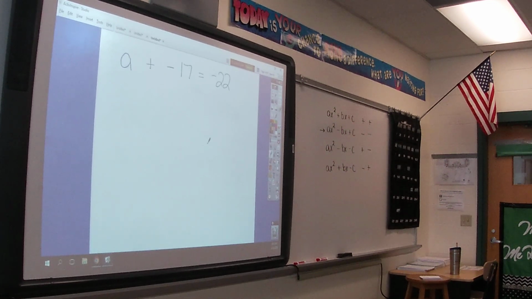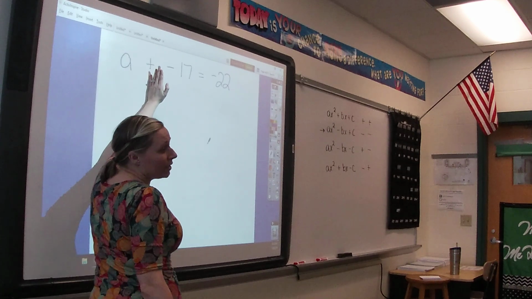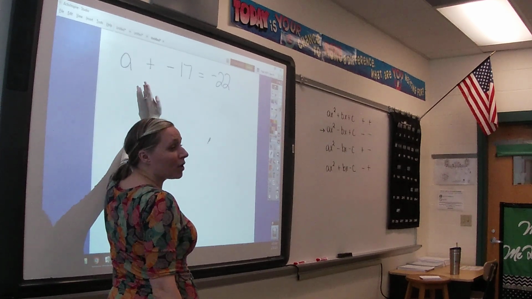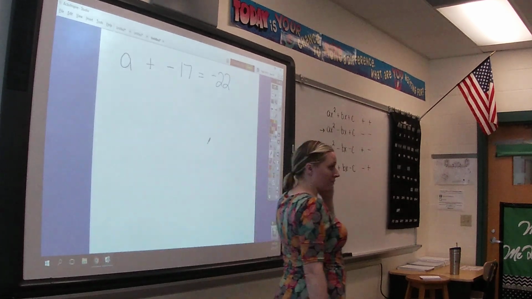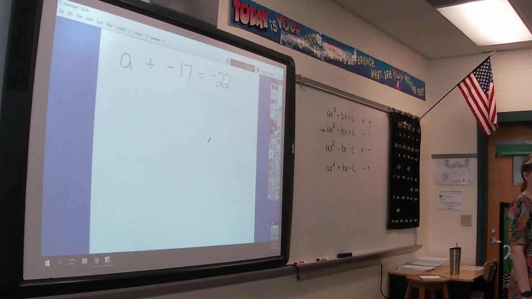Choice number one is to do exactly what we've been doing. To get a by itself, we undo addition with subtraction, and we would subtract -17. However, the majority of the time, my students don't like to deal with two signs side by side. So I'm just going to give you a rule to clean it up. You're a rule worker here.